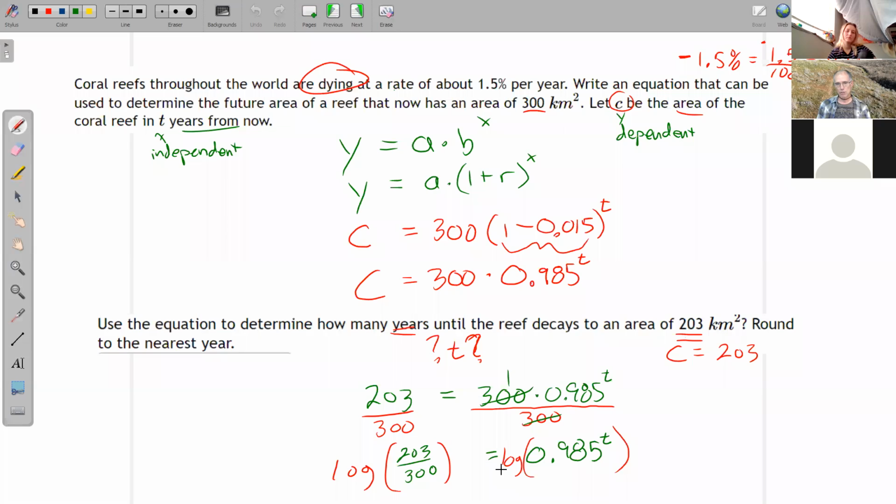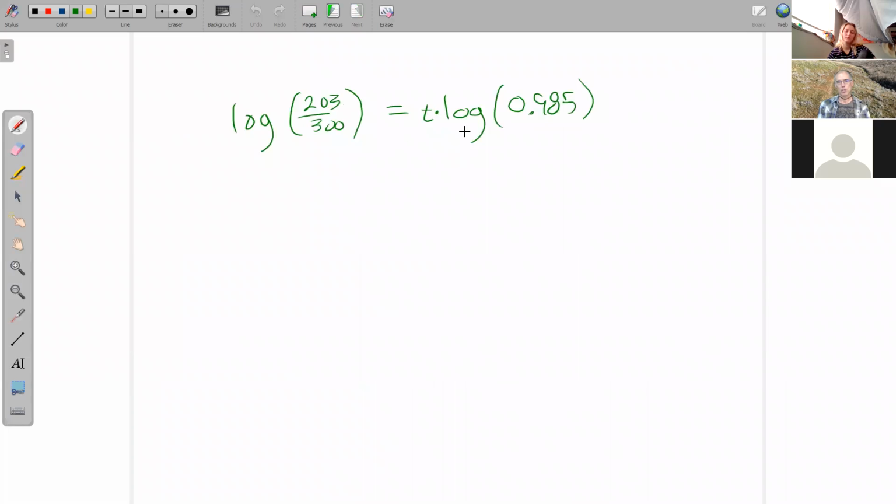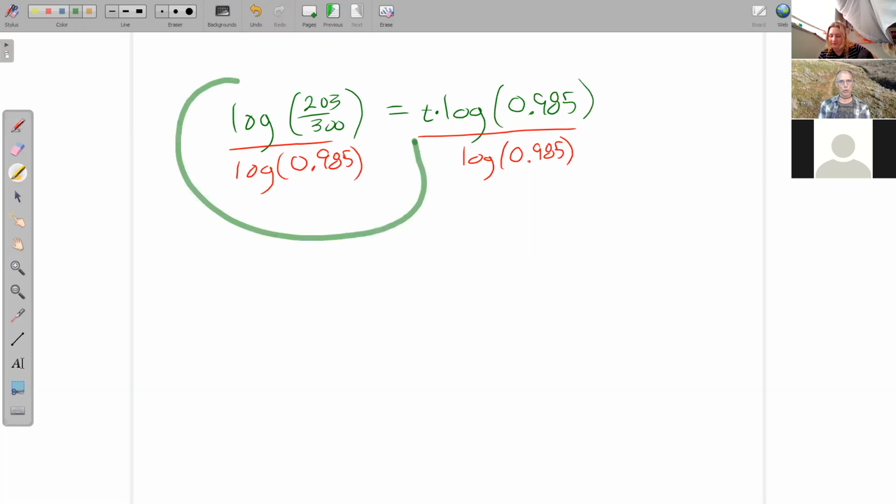So again, when we have the log of a power, the power pops out as a multiple. So now I just have t times this crazy number. The last step is to just divide by the crazy number, and that number is the log of 0.985. Nothing simplifies here without a calculator. So the next step is to go to my calculator and ask what this whole thing right here is, because on the right side, I've got a number divided by itself, which is 1. 1 times t is t, so whatever that is, is my answer.